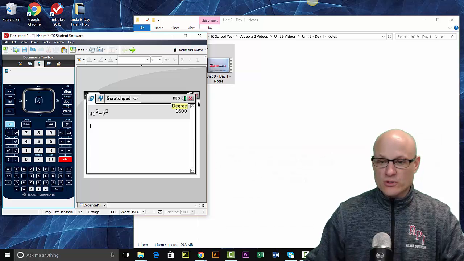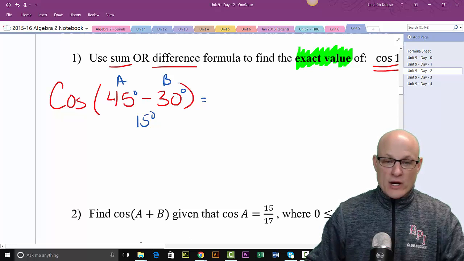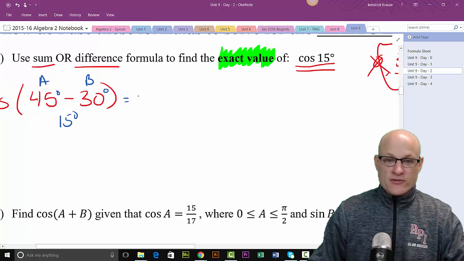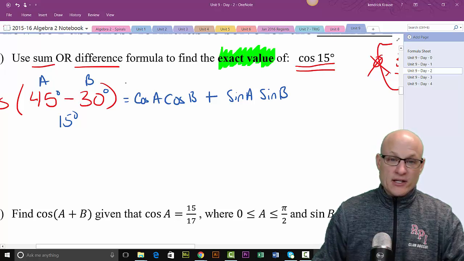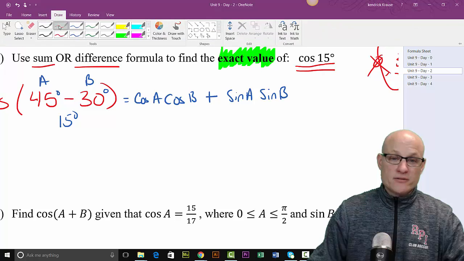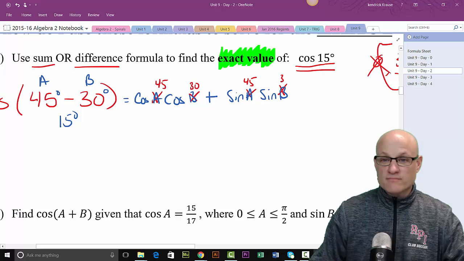So we'll go down here to day 2. And so what we're going to write is, and this is A, and this is B. So I'm going to write the formula as it's written. It says cosine A, cosine B, plus sine A, sine B. Well, A is really 45. And B is really 30. Now I'll use my parentheses. Plus.